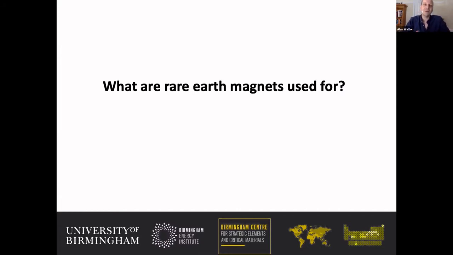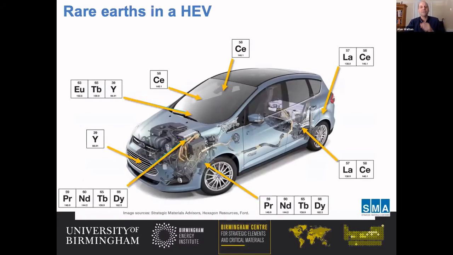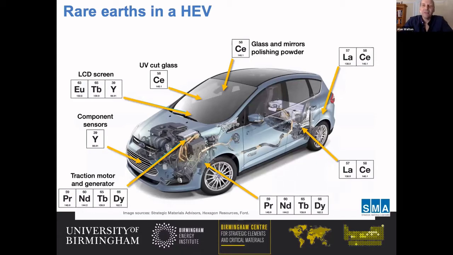That is exactly what my group does in Birmingham at the university. We're the only place in the UK that can make these types of rare earth magnets. So that's how they're made, but what are they used for? Well, if you look at a modern vehicle, there are rare earths all over the vehicle in things like the catalytic converter, in the LCD screen and the glass.